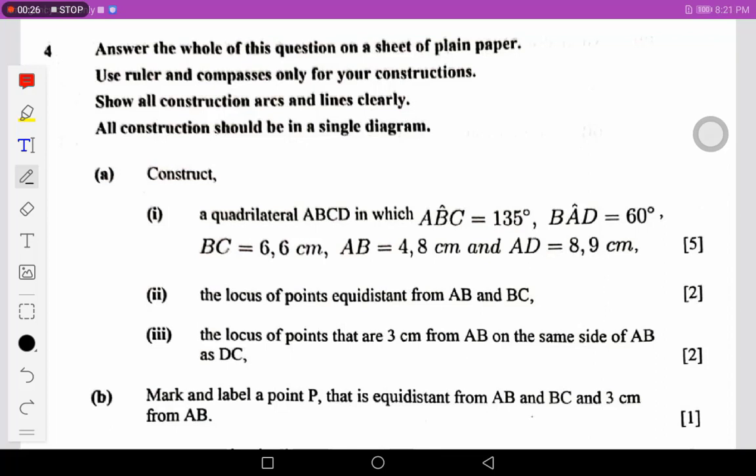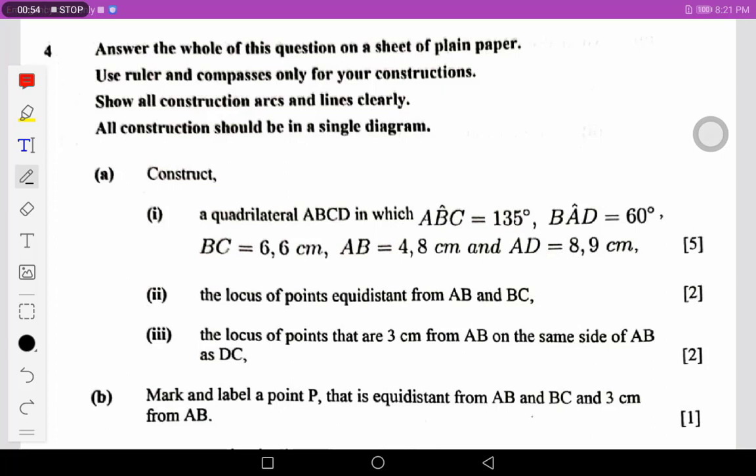The first part is saying a quadrilateral ABCD is in which angle ABC. So when we have this, it means this angle at B will be the one that will be 135 degrees. Then they also say BAD is 60 degrees. So it means an angle at A is going to be 60 degrees. Then we are given dimensions for BC, AB, and also AD.